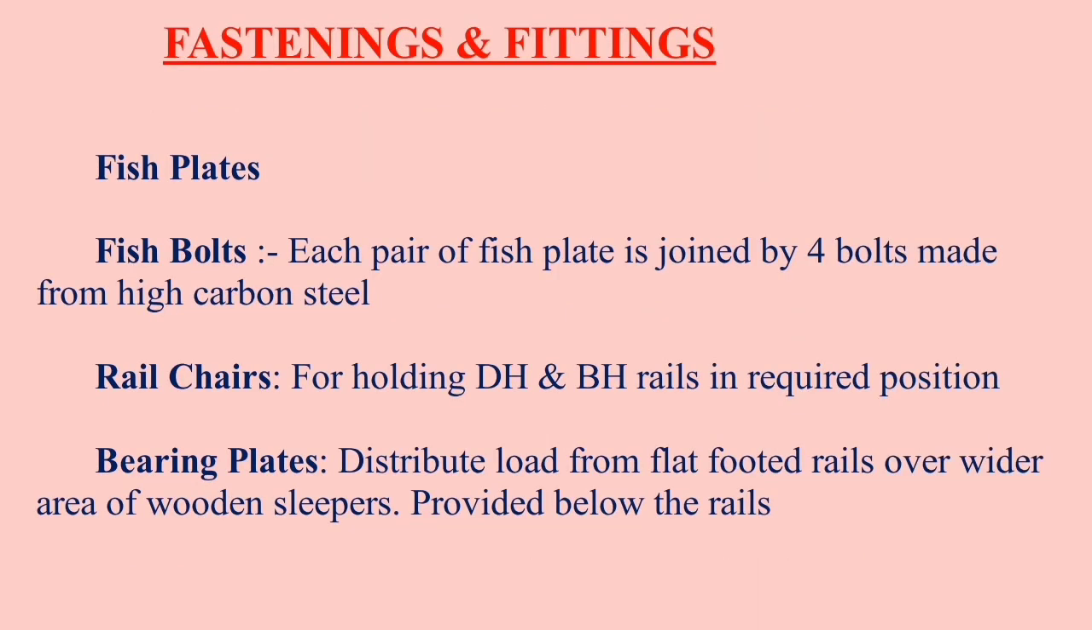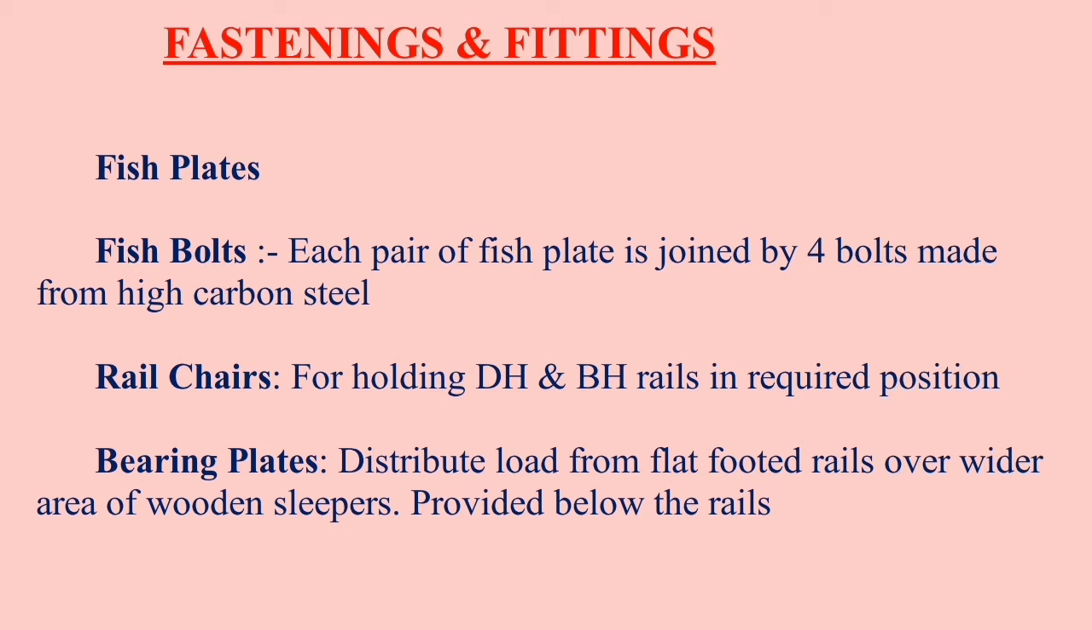Now, rail fastenings. Rail fastenings and fixtures are used to connect rails and sleepers together in their proper positions. The various fastenings and fixtures used in the track fittings are fish plates, fish bolts, rail chairs, bearing plates, spikes, anchors or anti-creepers, blocks and keys. Now let us study about each term separately.